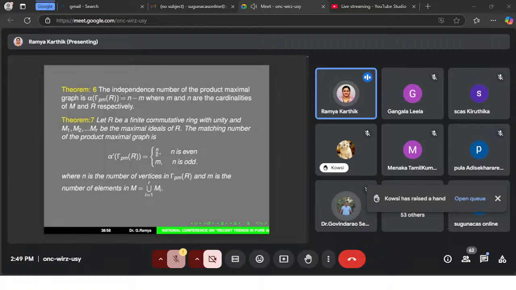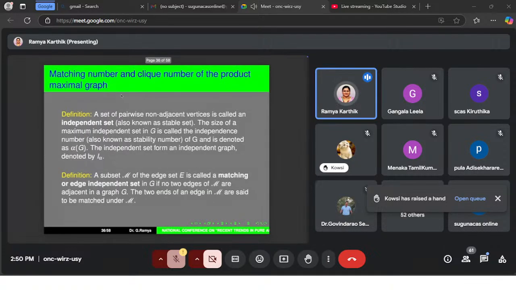So any vertex inside the maximal ideal cannot form an independent set, right? So basically, the set of all elements in the maximal ideal forms a complete graph in a product maximal graph. So we have to consider outside the maximal ideal, which is only connected to some ideal elements, but not necessarily to each other. So the largest independent set consists of the vertices outside the maximal ideal. They are not connected among themselves. So the independence number of the product maximal graph is n minus m.